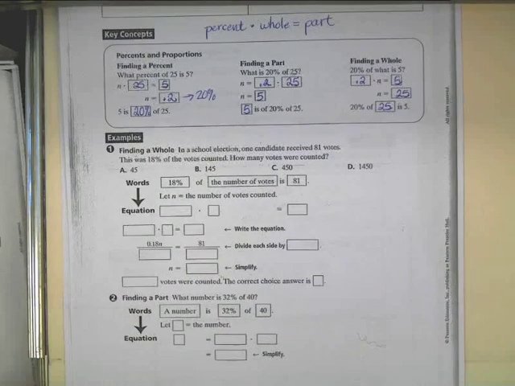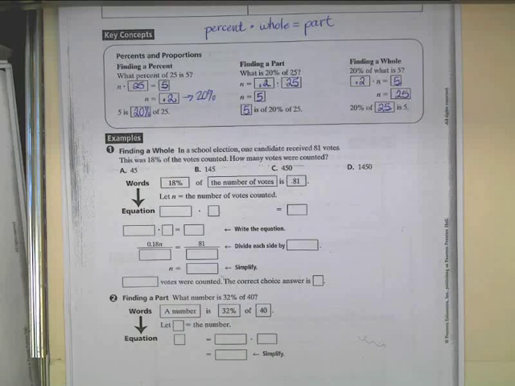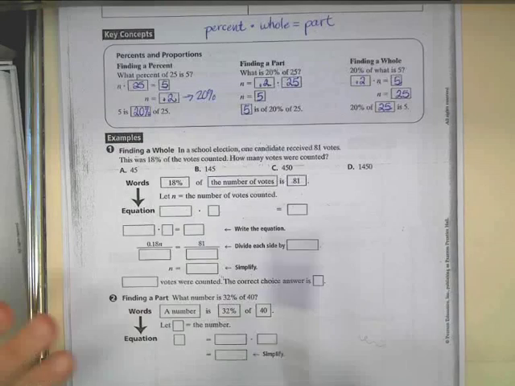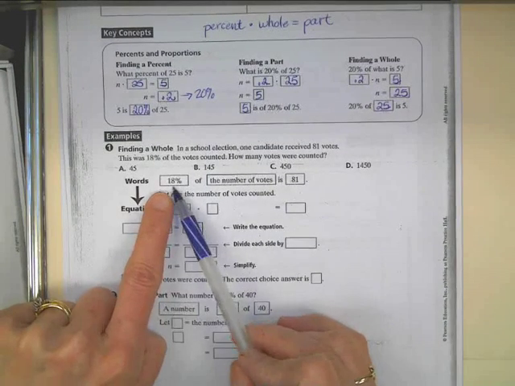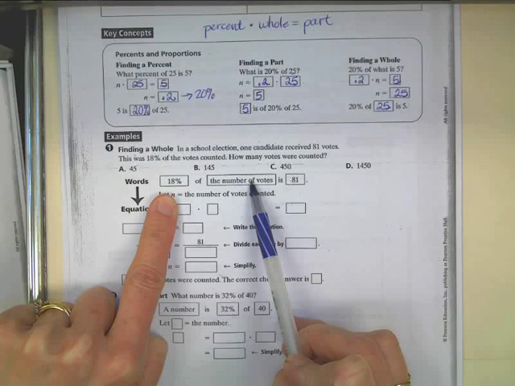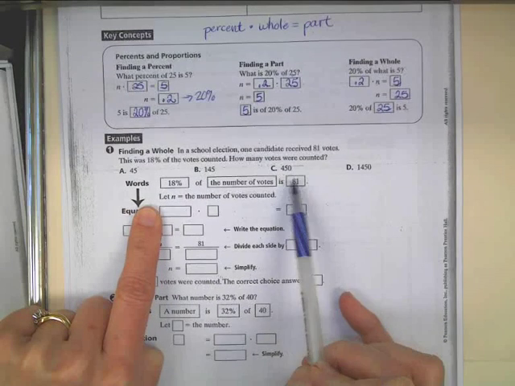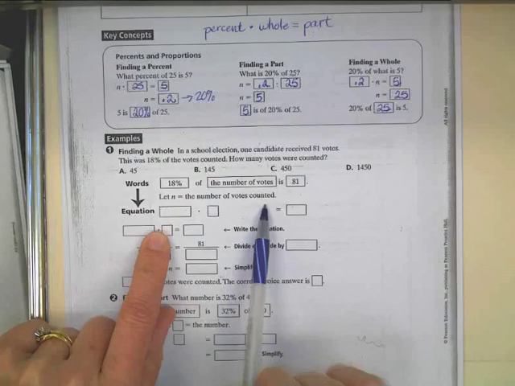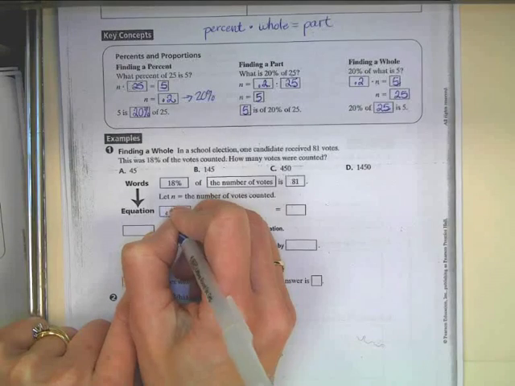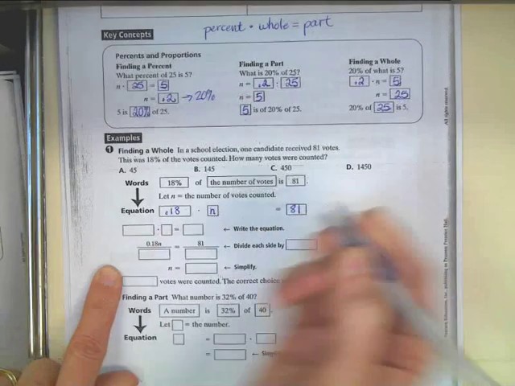Okay, so let's look at number 1, finding a whole. In a school election, one candidate received 81 votes. This was 18% of the votes counted. How many votes were counted? And you have a multiple choice question. In words, basically, though, we want to know that 18% of the votes is 81, because this was, so that means equals 81. 18% of the votes is 81. N is the number of votes counted. So I would use 0.18 times n equals 81.